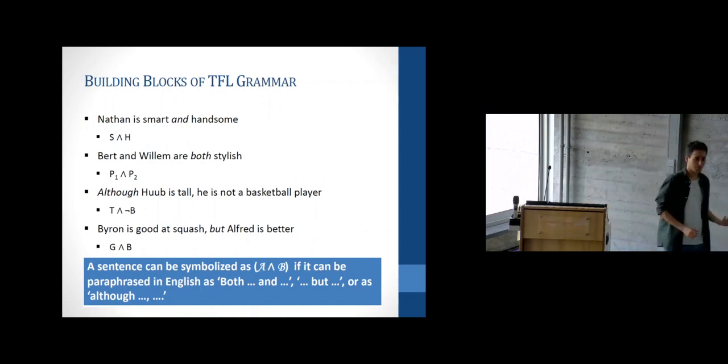Now we already have negation and conjunction. We can play around with them. We get a lot of things just with that. And so here we have how we would formalize these sentences. Nathan is smart and handsome: S and H. Bert and Willem on both sides: P1 and P2. And again, choosing the numbering or the letters doesn't really matter. Although who is told he's not a basketball player: T and not E, as you indicated there's negation.